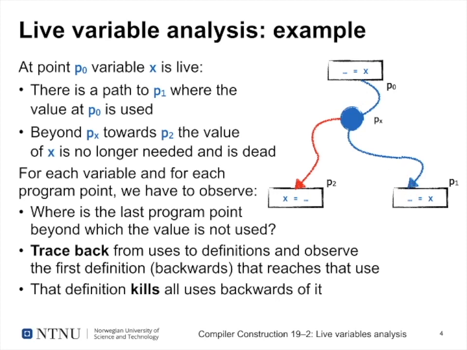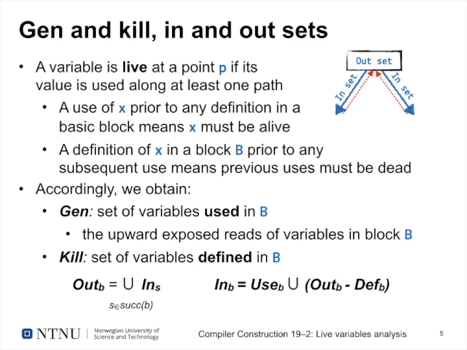Then we have to trace back from the uses to the definitions of variables. And then we need to observe the first definition in backward direction that actually reaches that use. This first definition that reaches that use kills all uses backwards of it, so further up in our control flow graph. So a variable is live at a program point p if its value is used along at least one of the paths that emerge from point p.